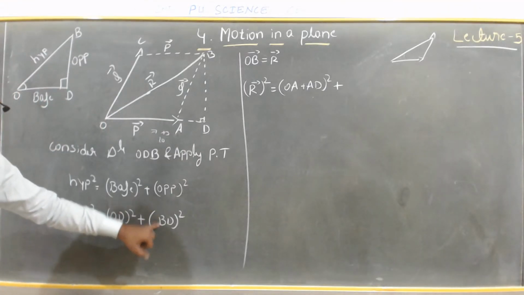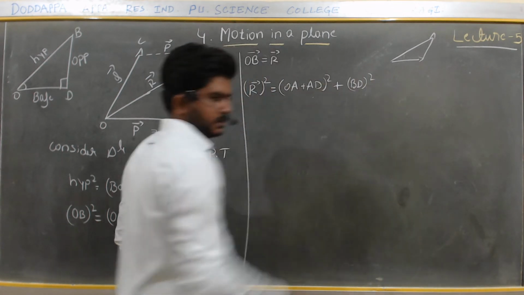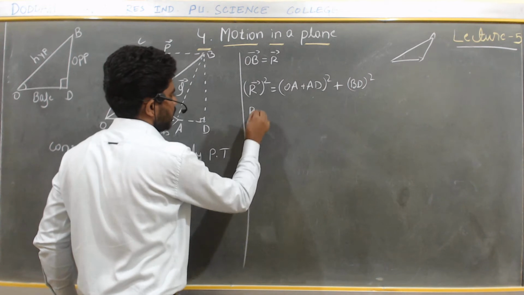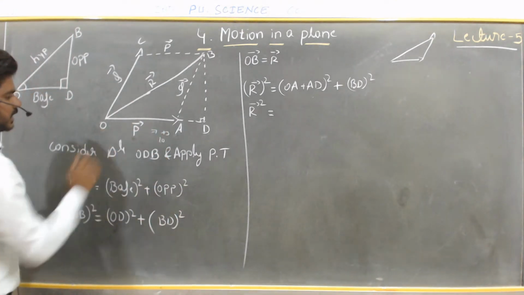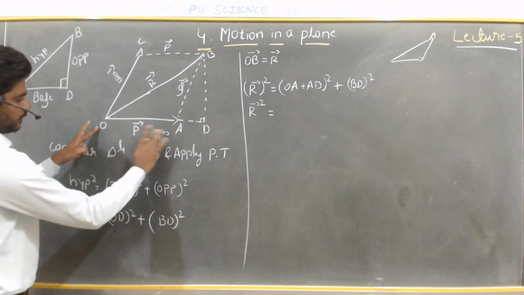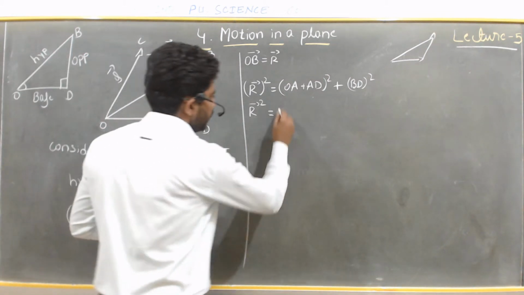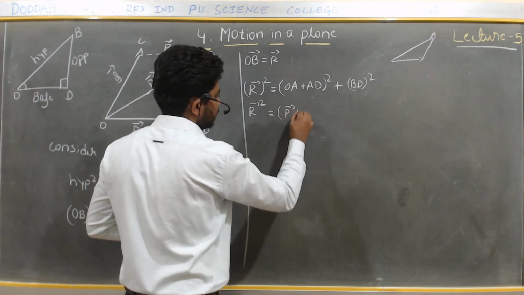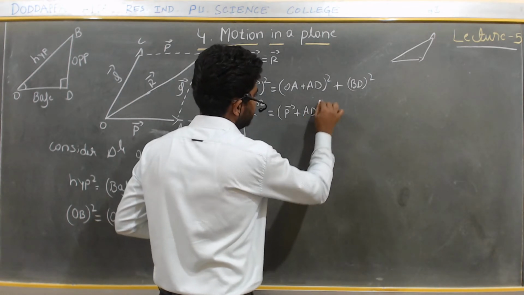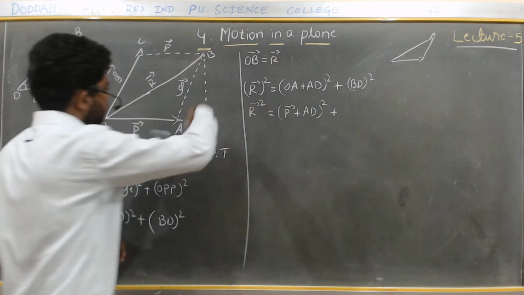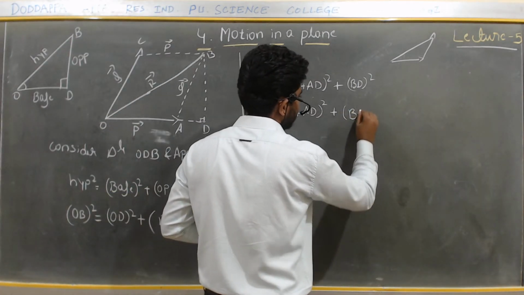Next we have BD. BD we don't have the value, just as it is. So BD square, right? Again you write R vector square is equal to OA. Come to this triangle, we have the OA value, O to A is vector P. You write in place of OA, vector P. Next, AD we don't have the value, write as it is. Plus. Next, BD. Can we have the BD value? No. We have to find that value. BD square.